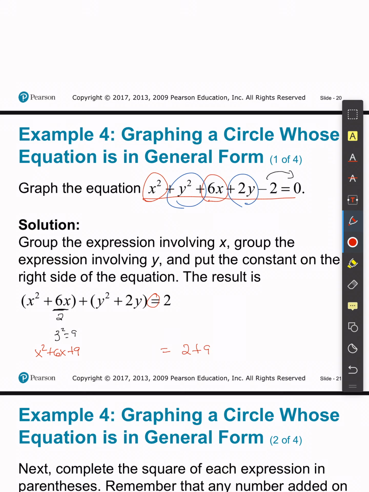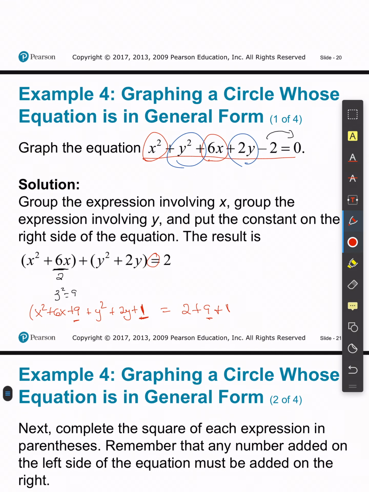Okay, added 9 into both sides. Then I'm going to go to the y's. So plus, we have y squared plus 2y, half of 2 is 1, 1 squared is 1, so plus 1. If I add 1 to this side, I have to add 1 to this side. And if this is new to you guys, don't stress it too much. We'll do a little bit more in class. I'll answer questions as well.